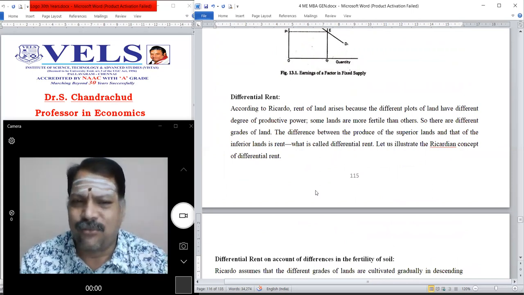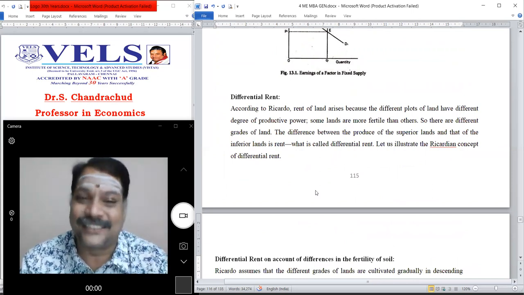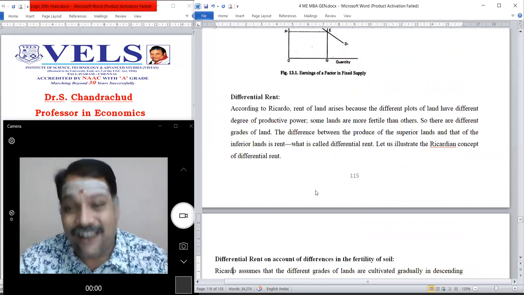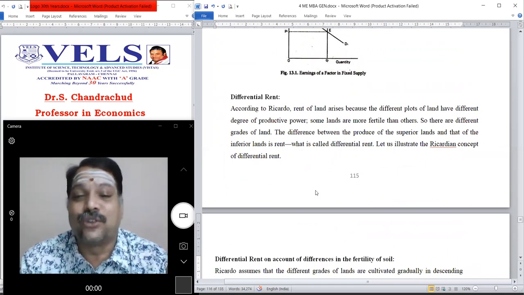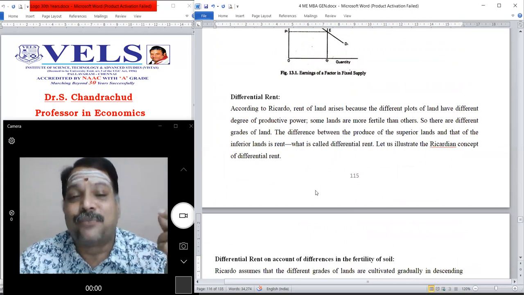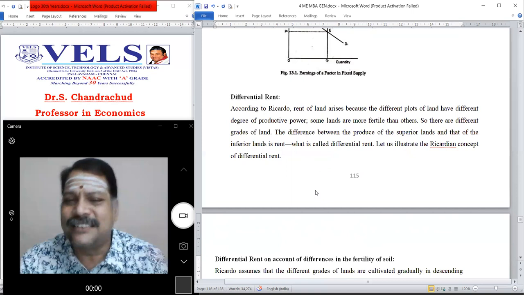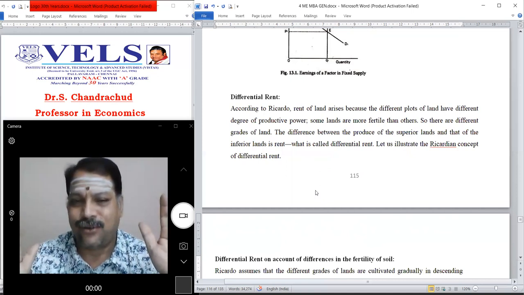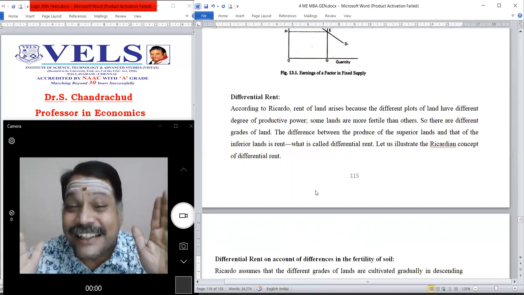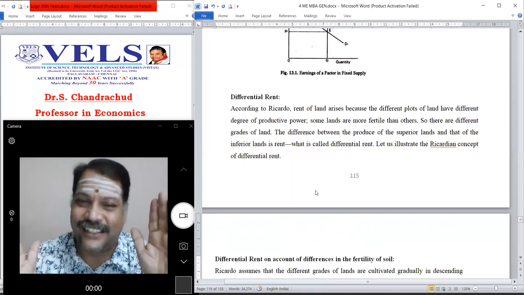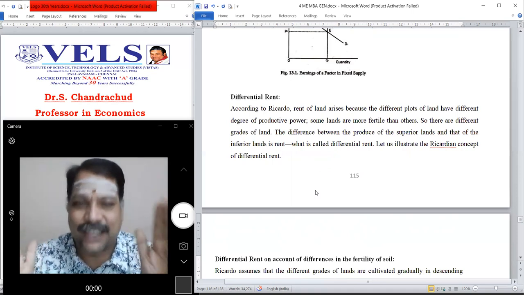Some lands are more fertile than others. So there are different grades of land. The difference between the produce of the superior land and that of the inferior land is nothing but the rent. What is called differential rent?